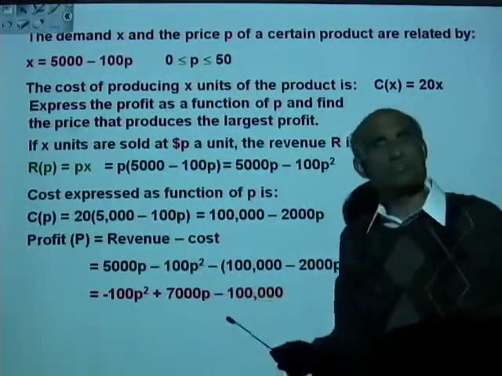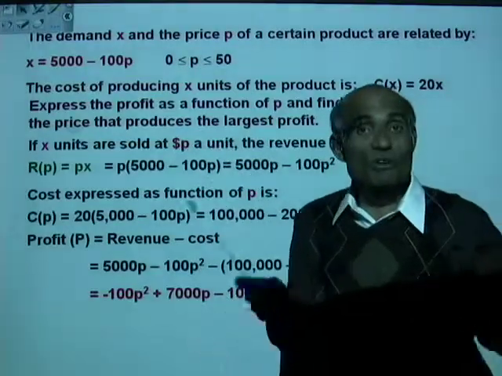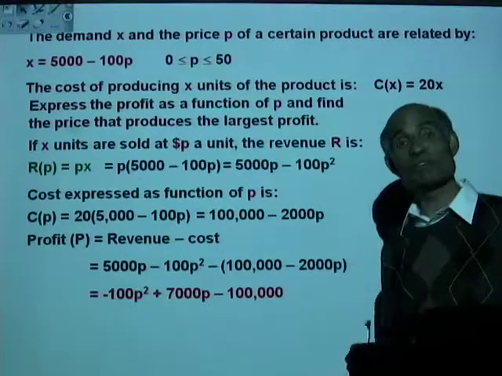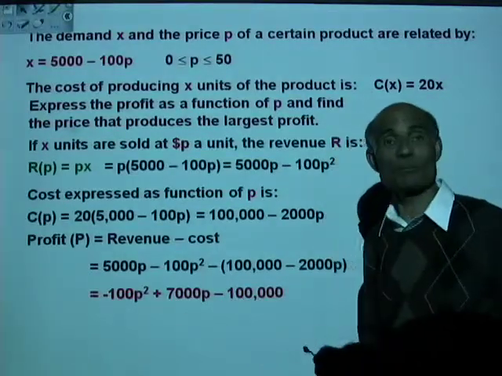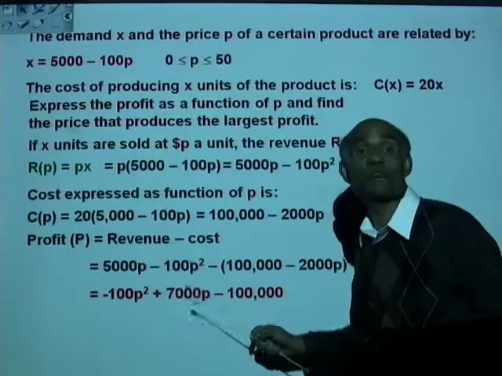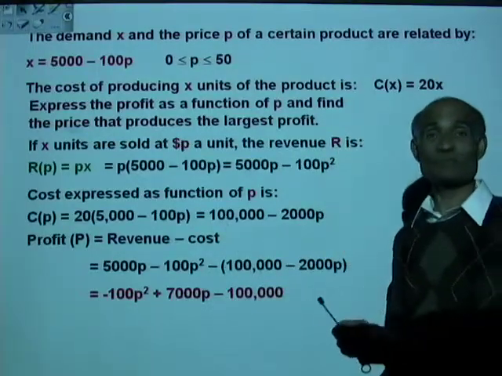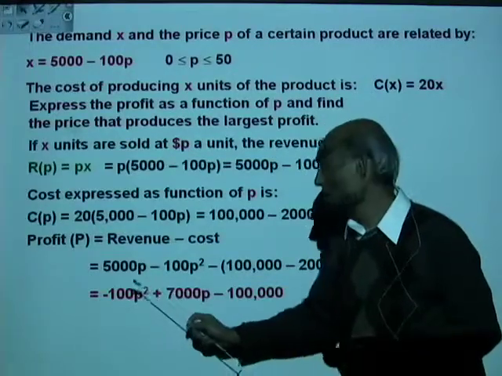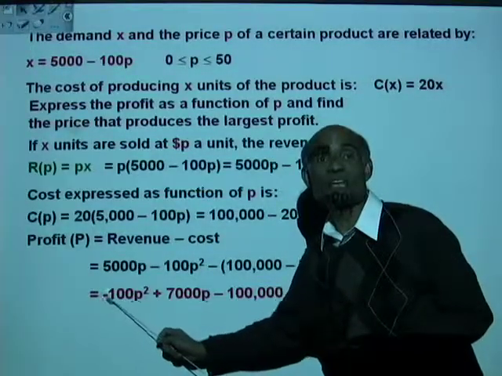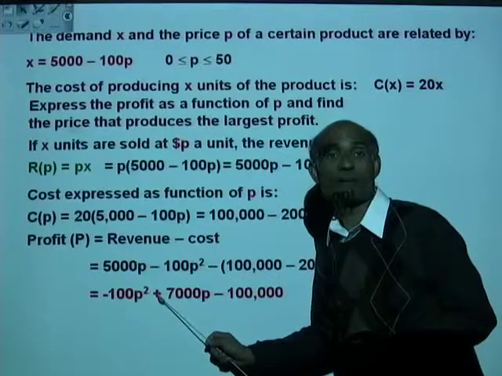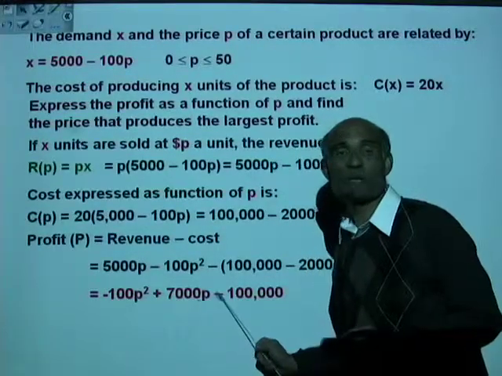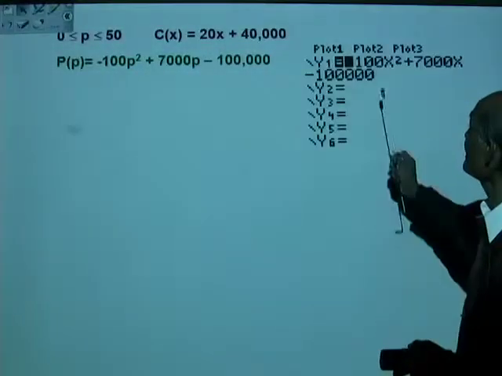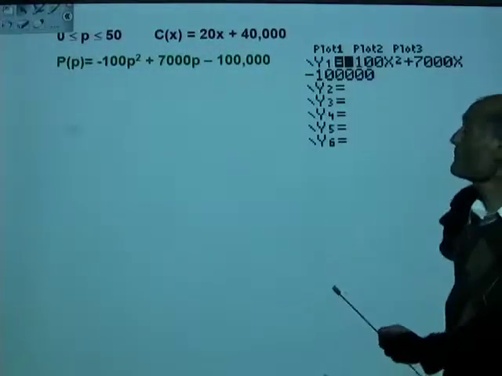So what we need to do from the skills you have learned so far is to graph this function. Now, how do we graph it? Can you graph this function on your own? In place of p, you use x on your calculator. So, go to your calculator, press y equal to, and type in y1 is negative 100x squared plus 7000x minus 100,000. That's right. There is the function.